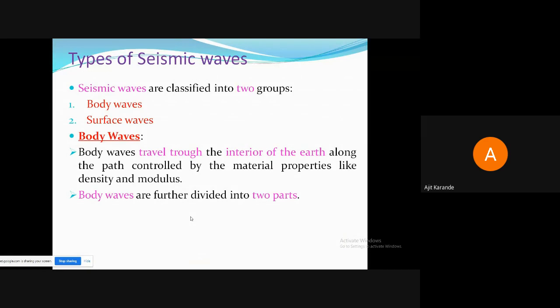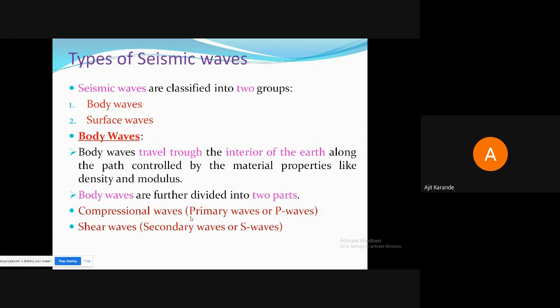Body waves are further subdivided into two types. First one is the compressional waves, also called primary waves or P waves. And second one is the shear waves, also called secondary waves or S waves. So body waves are generally divided into two parts: P waves and S waves, or compressional and shear waves.